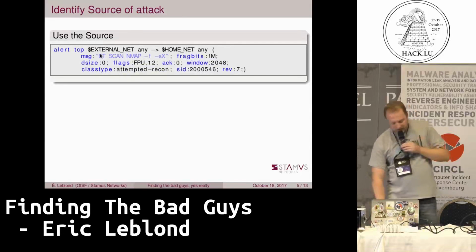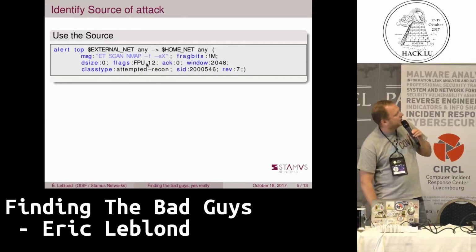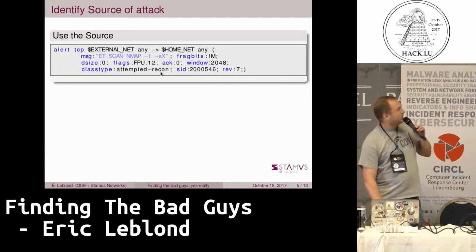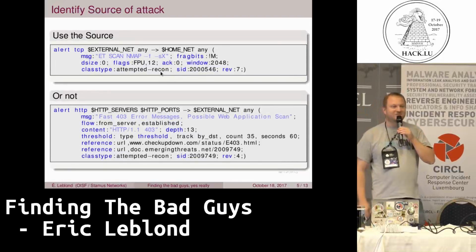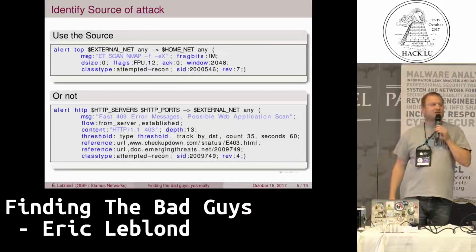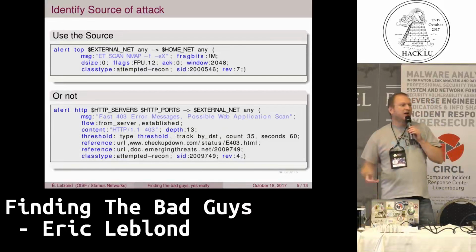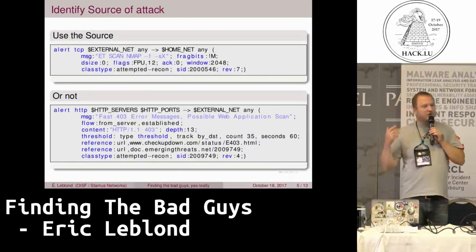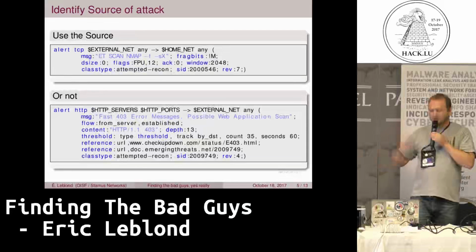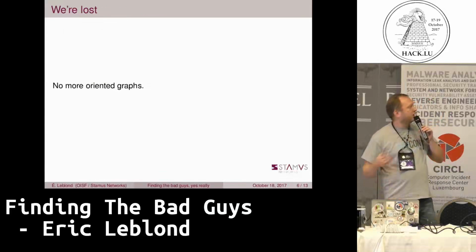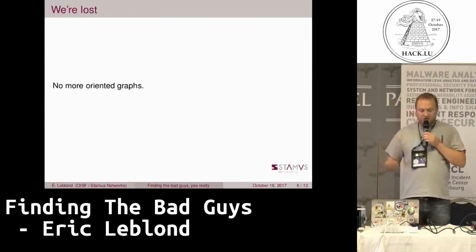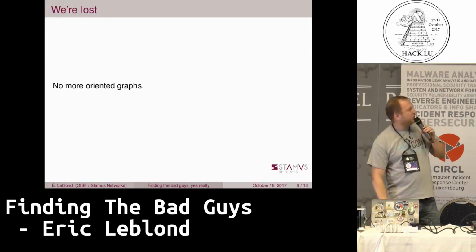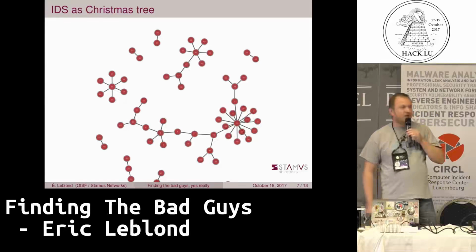For instance, on this alert we've got a scan, which is an nmap scan. We've got a verification of flag, and we have the bad guy outside and the good guy inside, and we've got an alert. But sadly, that's just not true. You've got some signatures that are written where the bad guy is the destination IP. This means simply that we cannot trust the signature, we cannot build an oriented graph anymore, and we need to find something else. And the only thing we can get is a Christmas tree.